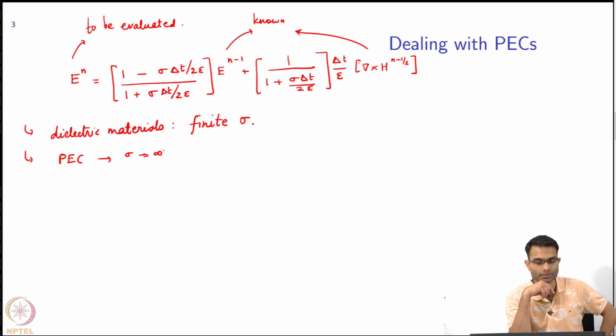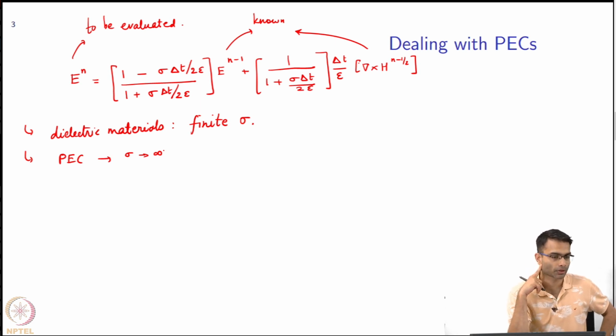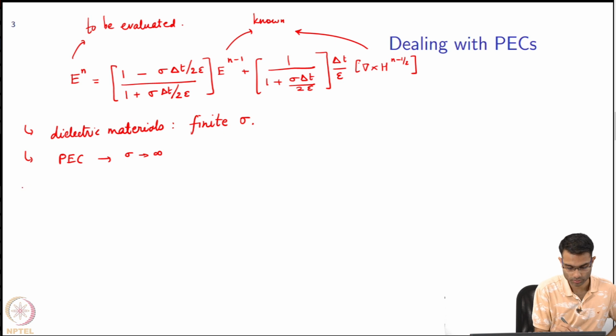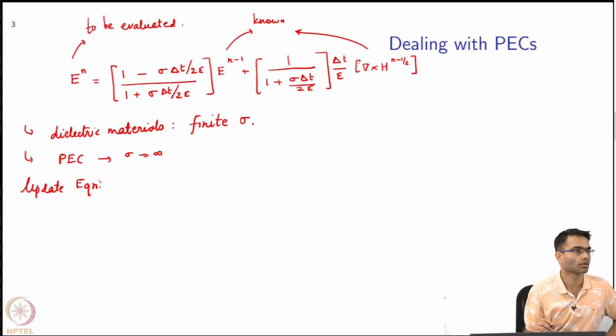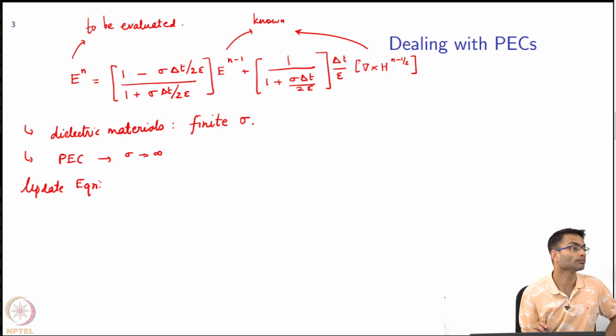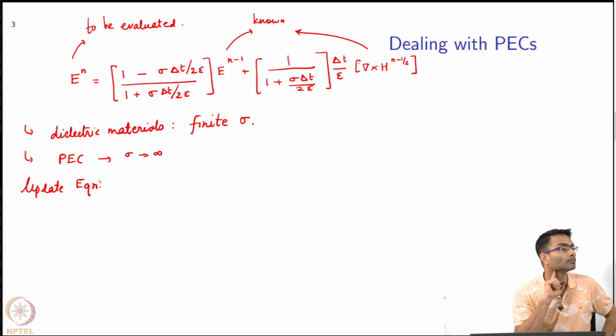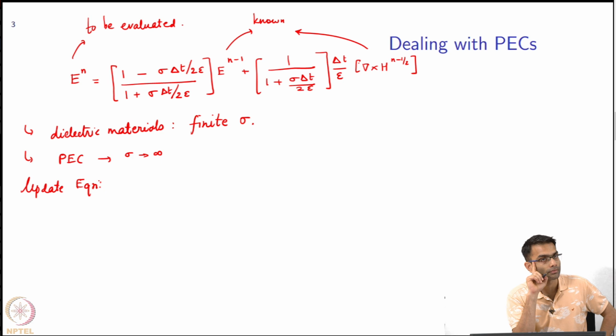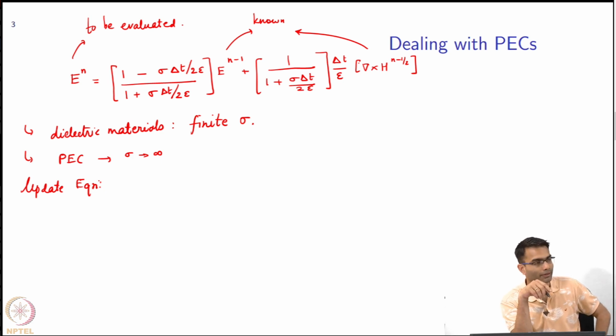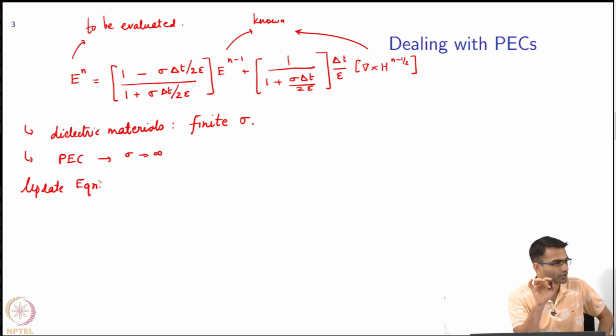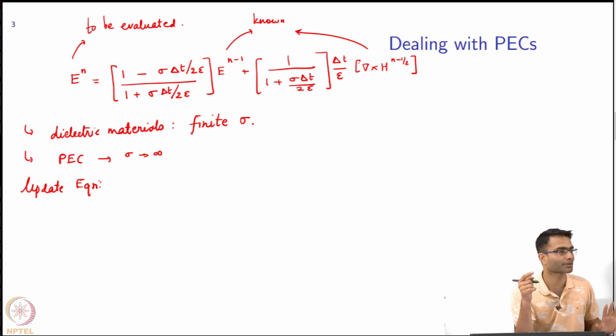So what happens to this expression? You divide the numerator and denominator by sigma and take the limit. Correct. What will you get? The update equation, E is equal to 0. At the position of the metal the electric field should be 0 as per the boundary conditions, but our update equation should also give me that. It should not be that the update equations are taking me in some different direction.